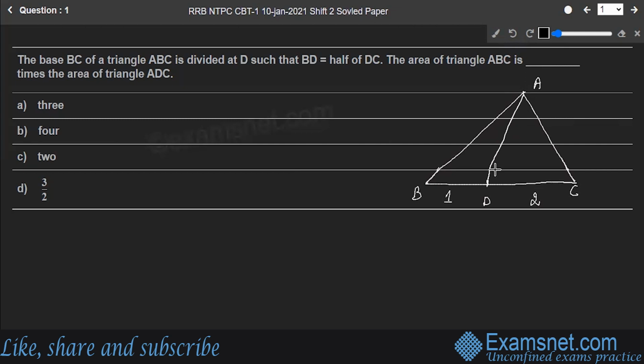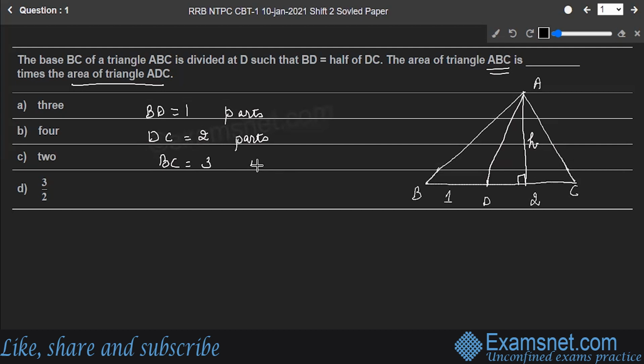Now let's draw the height also. This is the perpendicular. Now you have to find out the area of triangle ABC is dash times the area of triangle ADC. Let this height be H. This height is applicable to both triangle ABC and ADC. You are given BD is equal to 1 part and DC is equal to 2 parts, so BC is equal to 1 plus 2, that is 3 parts.